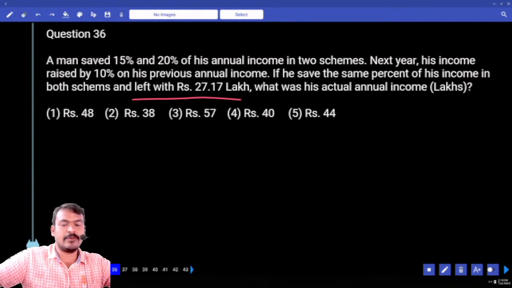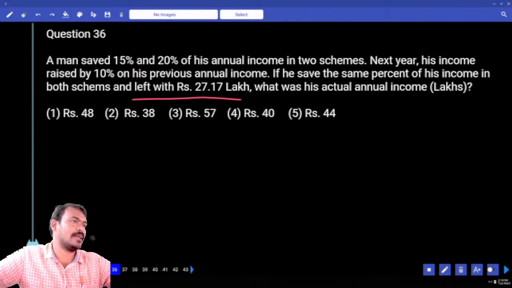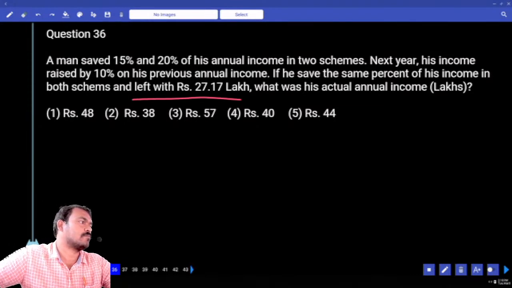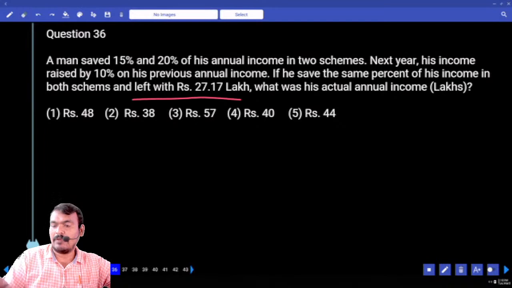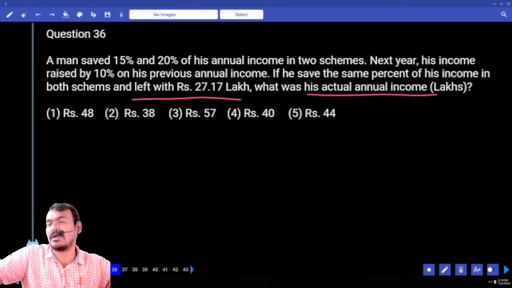27.17. Left with 27.17. Nothing but it is after saving or before saving? After saving. And what is the question here? What is his actual income or not?